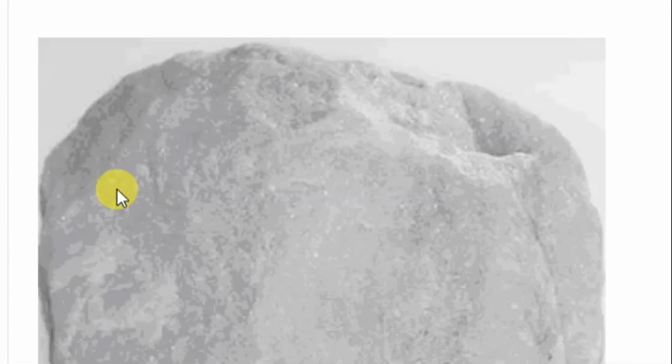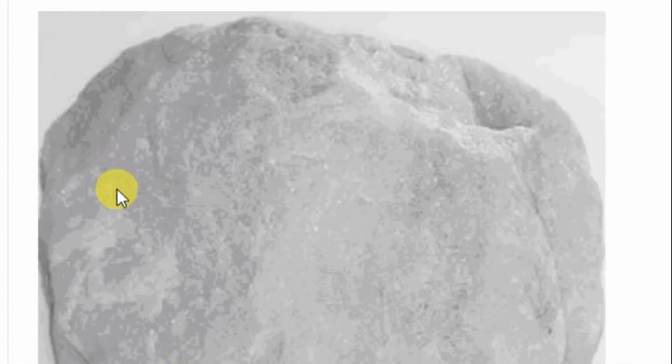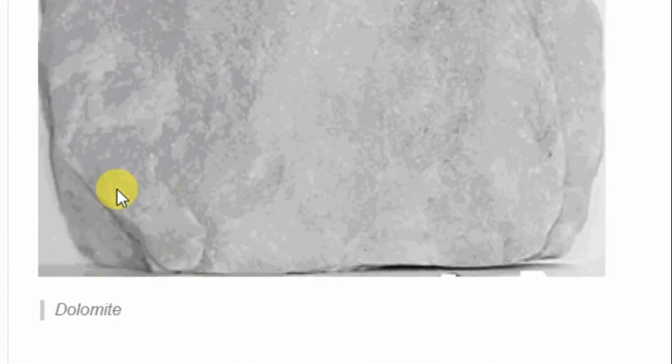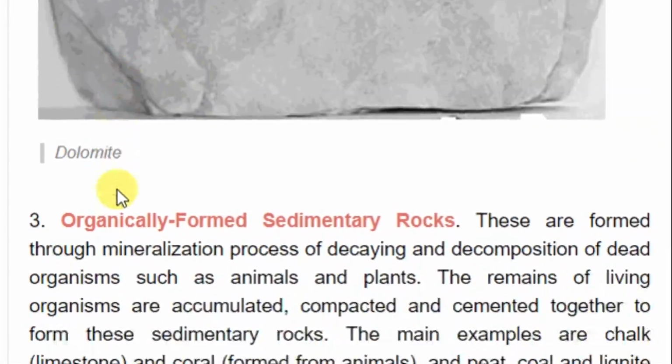There are different chemical reactions which are taking place, and then they form the sedimentary rock. One among the examples is dolomite rock. One among the examples of the chemically formed.